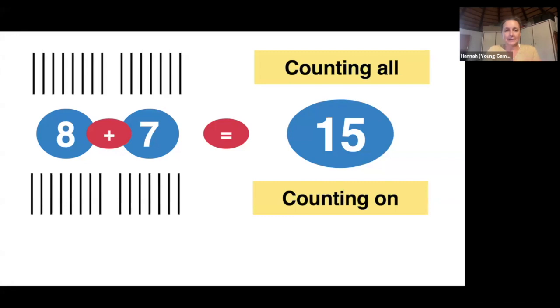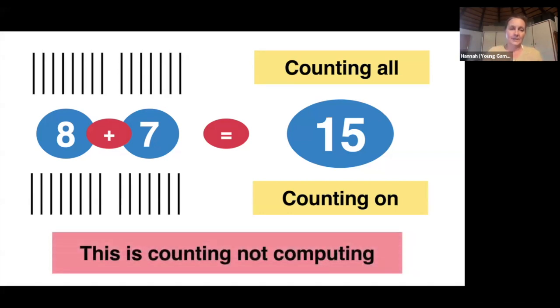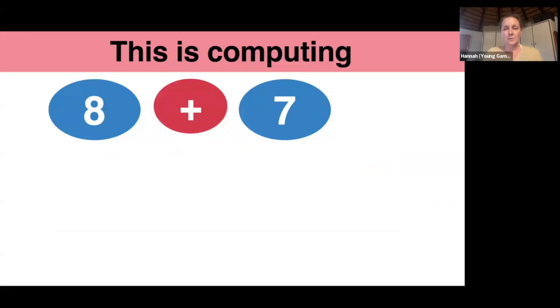And this has not set them up for success in grade 2 and grade 3 because it still remains a form of counting. They've only met 8 as a count and 7 as a count, and they see 15 as the collection of 8 and 7. But they haven't learned any mathematical reasoning principles inside of this. This remains counting. So this is what computing looks like even in grade 1. And this is what I believe we need to be striving for.